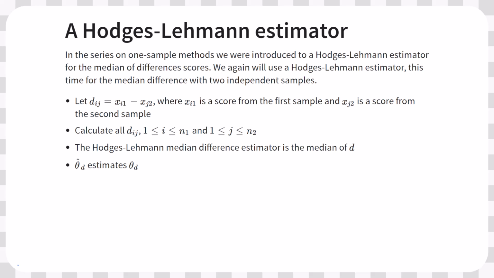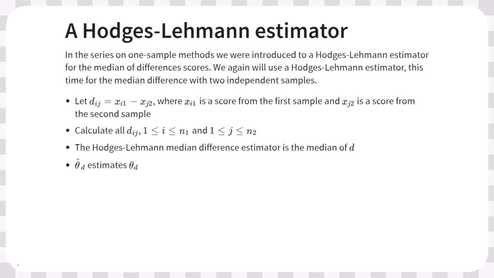Let d sub ij equal x sub i1 minus x sub j2. Now what are those? X sub i1 is a score from the first sample, and x sub j2 is a score from the second sample. D is simply the difference between those. In other words, D is the difference between a score from the first sample and a score from the second sample. We're going to calculate all these differences.